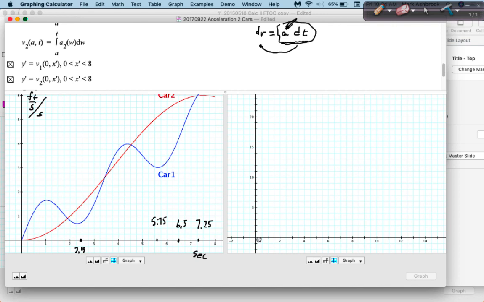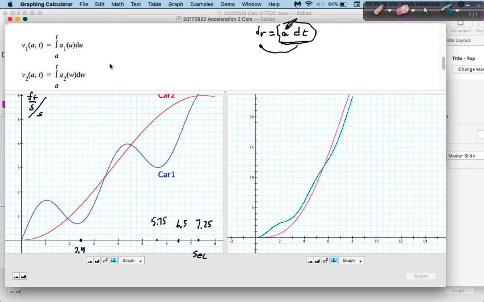Okay, here we go. So, which car is which? I got green and purple. Which car is car 1 and which car is car 2? Tell the person next to you. Which is car 1 and which is car 2?